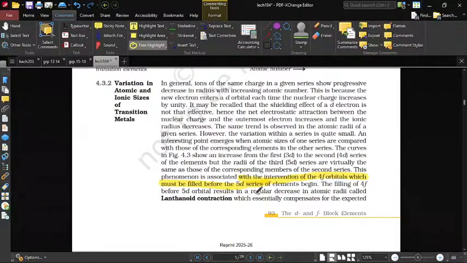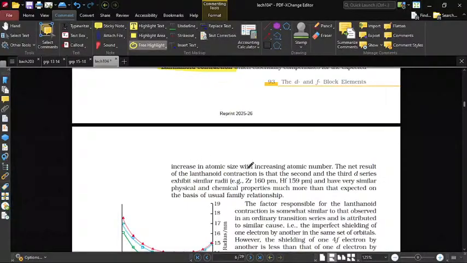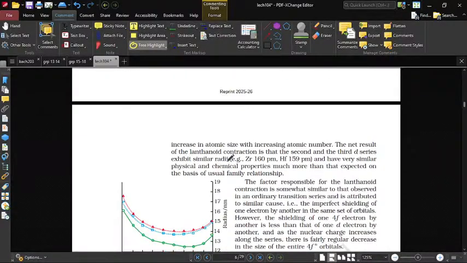This is called lanthanoid contraction, which essentially compensates for the expected increase in atomic size with increasing atomic number. The net result of lanthanoid contraction is that the second and third d series exhibit similar radii. For example, zirconium is 160 picometer and hafnium is 159 picometer, and they have very similar physical and chemical properties, much more than expected on the basis of usual family relationships.